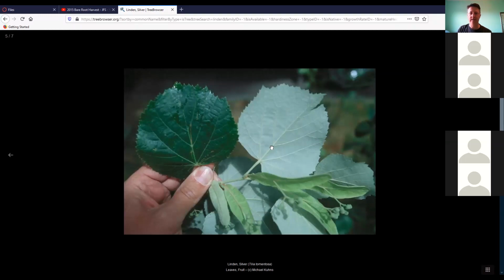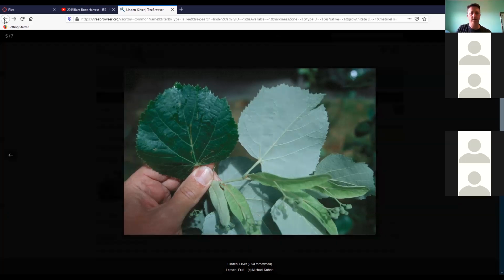Linden trees make fantastic honey. So if you're into honey, plant linden trees. It's very, very sweet honey that's made from linden.